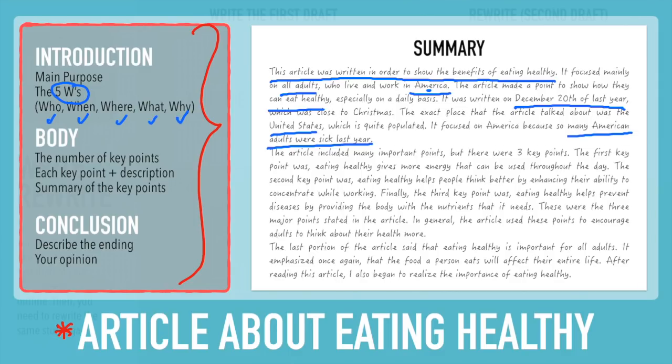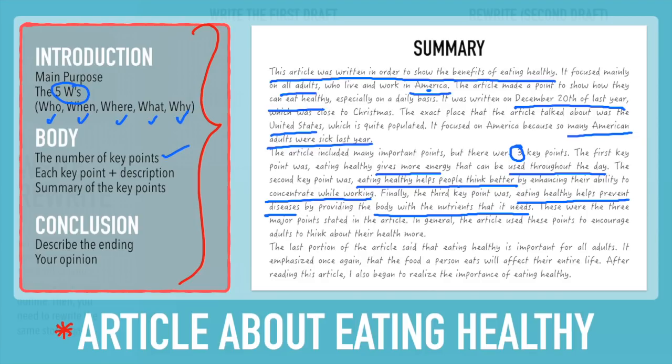Okay, the number of key points. The article included many important points, but there were 3 key points. Done. Next, each key point plus a description. The first key point was eating healthy gives more energy that can be used throughout the day. Done. The second key point was eating healthy helps people think better by enhancing their ability to concentrate while working. Good. And finally, the third key point was eating healthy helps prevent diseases by providing the body with the nutrients that it needs. Done.